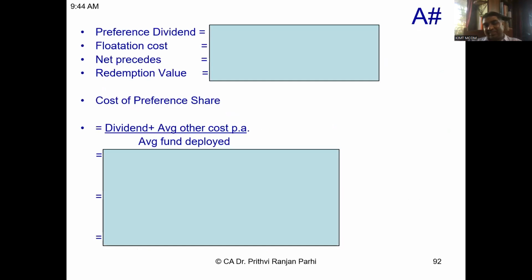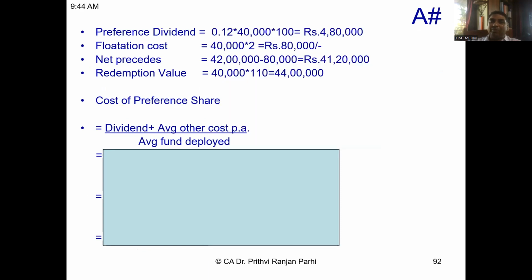Now if you analyze the question, it has these components. Preference dividend is how much? 12% of 40,000 into 100, so a total of 4,80,000 rupees is paid as preference dividend. Floatation cost is rupees 2, so 40,000 into 2 is 80,000. Net proceeds will be 42 lakh minus 80,000, which comes to 41 lakh 20,000. That is the net proceeds.